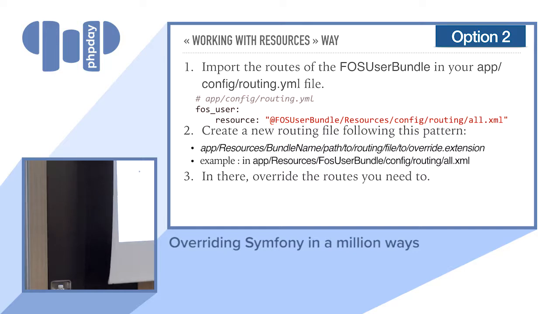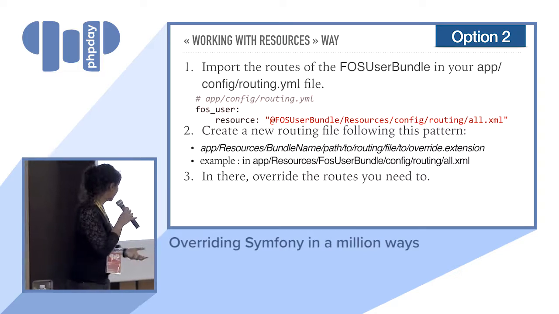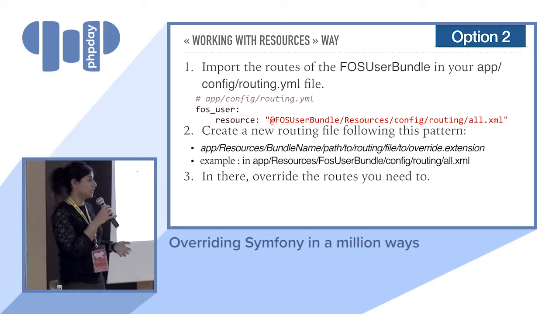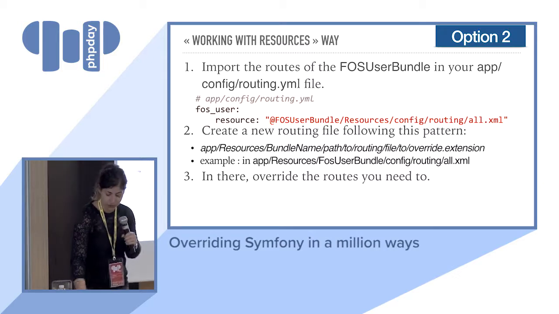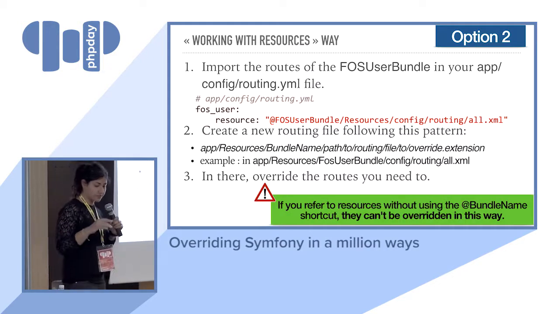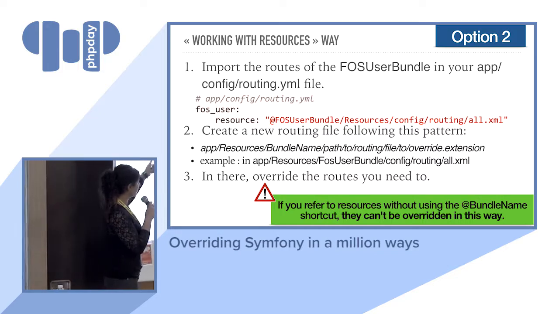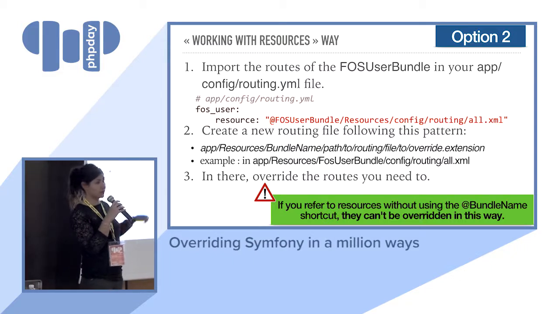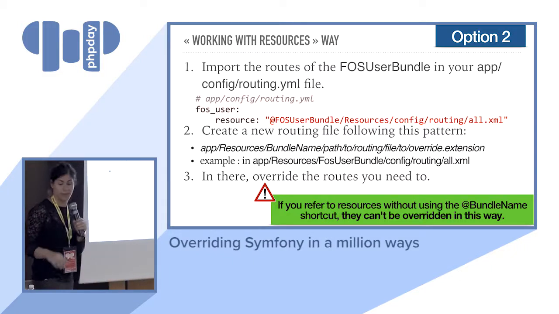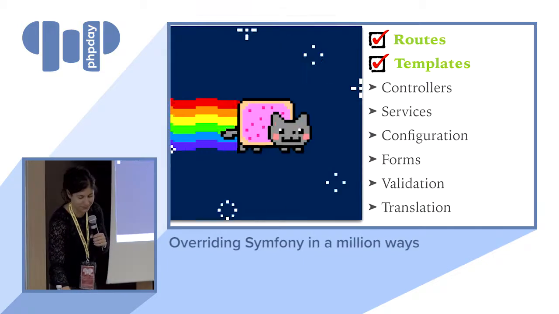Then config, then all the path through the original routing file. Okay? And then you can override the routes you need. That's it. But to do that, you have to make sure that in here, when you are importing the original routing file, you use the @ sign. Otherwise, it won't work. I prefer option one because it's the easy way.